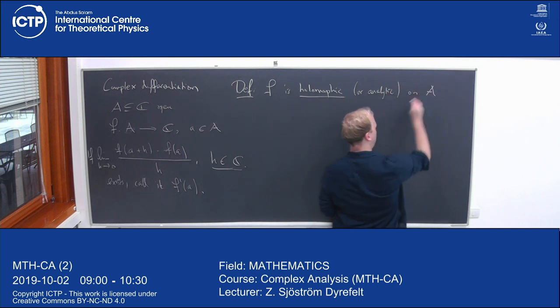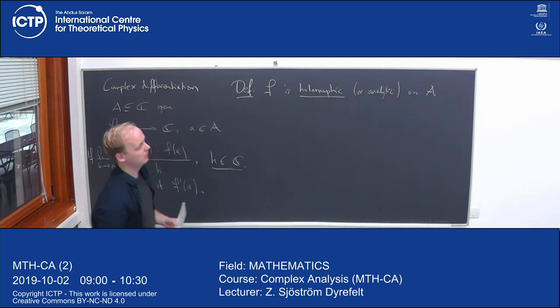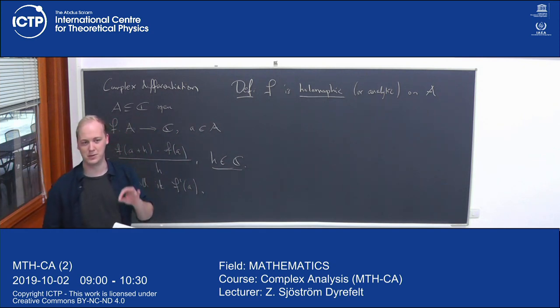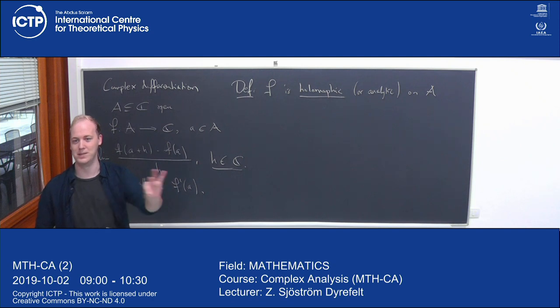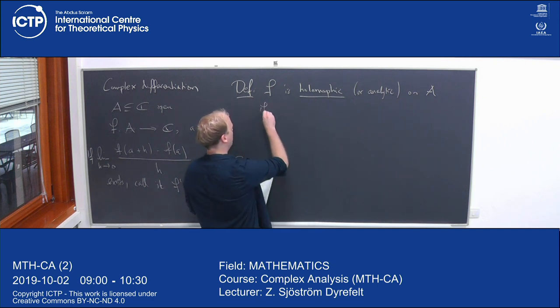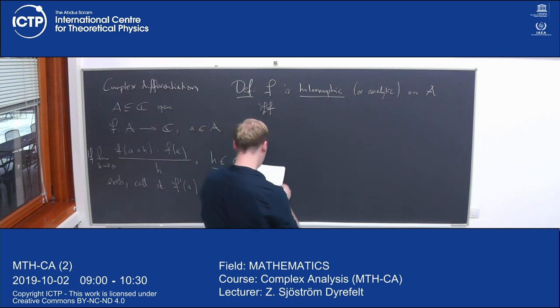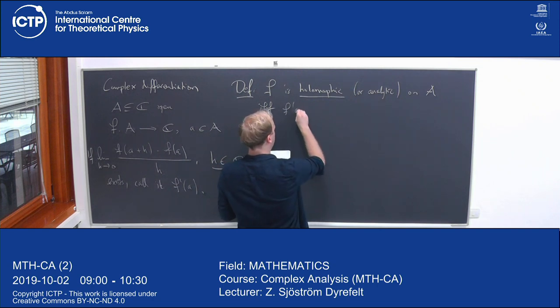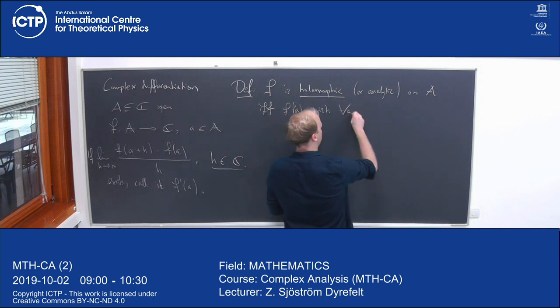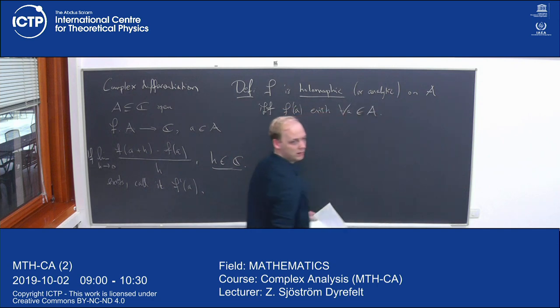On this set A, so remember, what I stressed last time is that you cannot be holomorphic at a point, but you're holomorphic on an open set. So you're always holomorphic on a neighborhood of some point, which makes it stronger. So it's holomorphic on A if and only if f prime of a exists for every point in this set A.